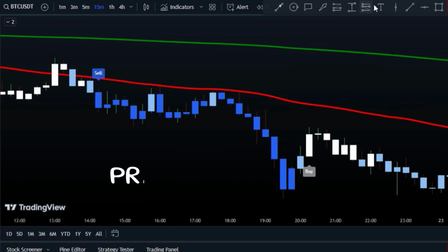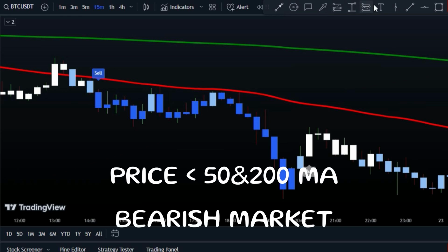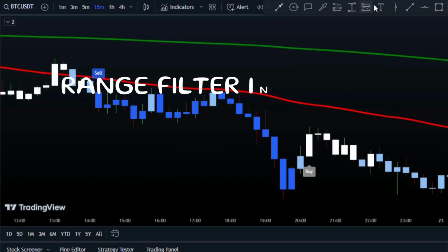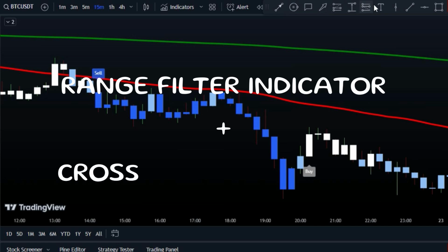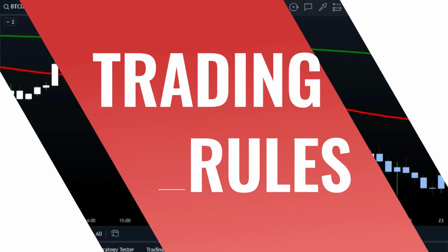Conversely, if the price is below both moving averages, it implies that both short-term and long-term trends are bearish or moving downward. As a professional trader, it's essential to have a well-structured strategy in place to maximize profit and minimize risk, with the range filter and Cabin Cross Check indicator as our foundation. Let's outline a smart approach to entering and exiting trades.